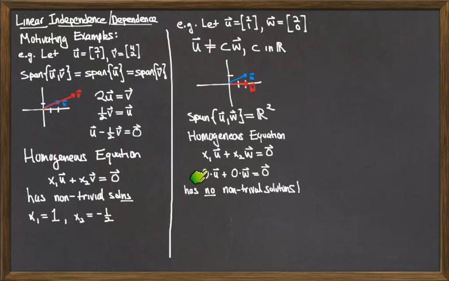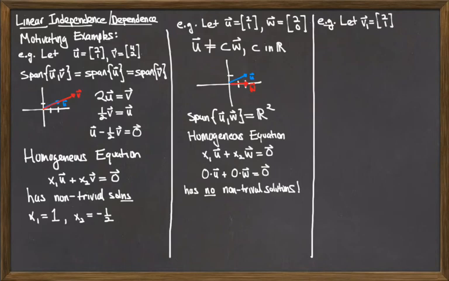If there was at least one non-zero number that I could put in front of u and w, then I could solve for one of them, and it would have contradicted our observation above that they are not scalar multiples of each other. So the homogeneous equation in this case has no non-trivial solutions, so in a sense these vectors are somewhat independent of each other.